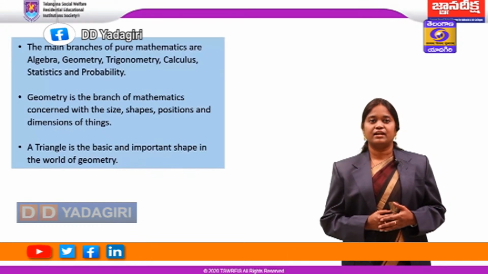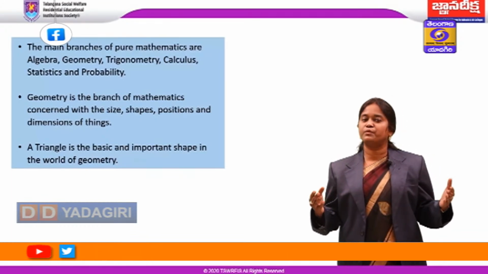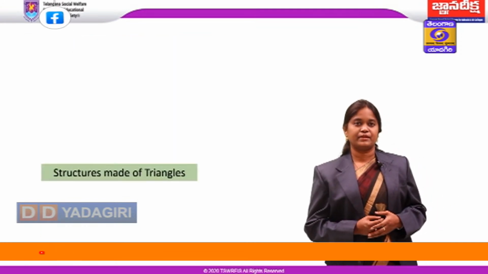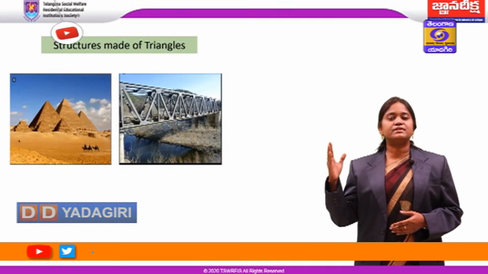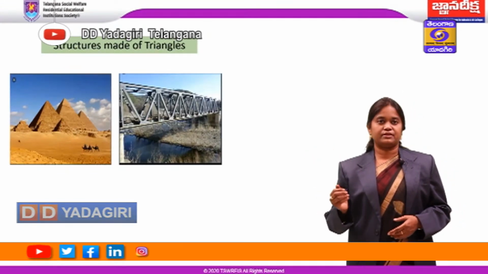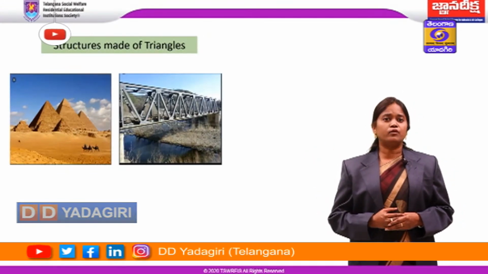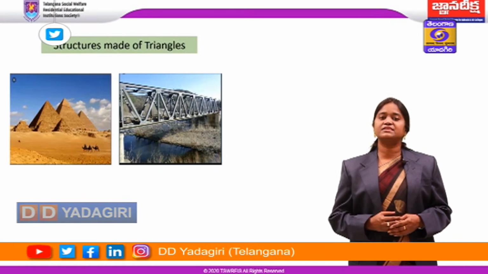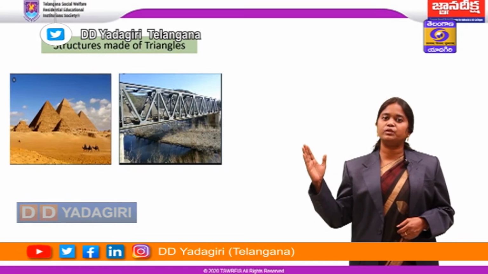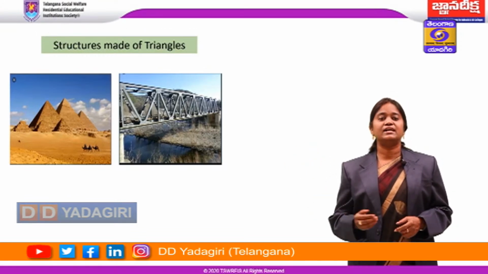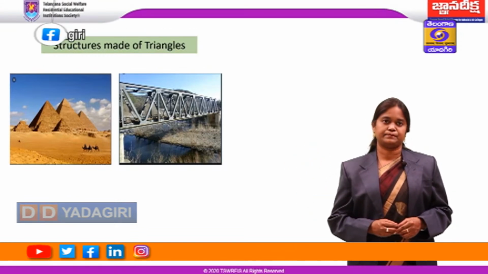Dear children, we see many structures made of triangles. The shape of the pyramid is a triangle. Pyramids are located in Egypt. The pyramid of Khufu at Giza is the largest Egyptian pyramid. It is the only one of the 7 wonders of the ancient world still in existence.